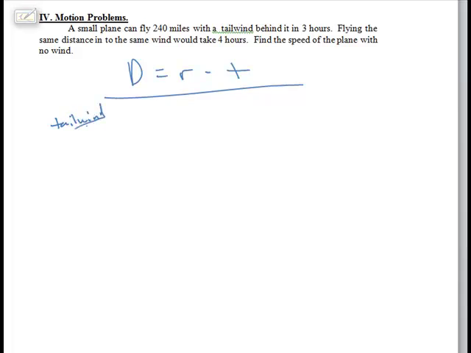Here the wind is coming up behind you, which is going to make the plane go faster. Then when you turn around and go home, you have a headwind. You're going into the wind, so it's going to slow you down.